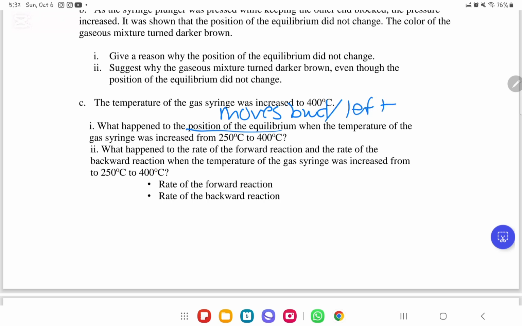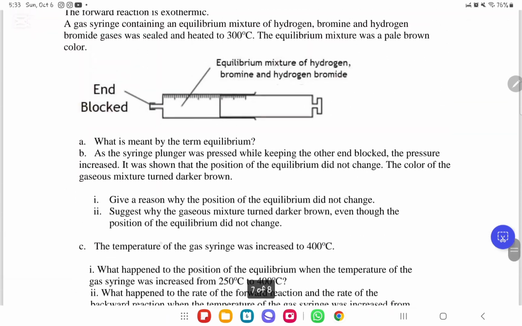Okay. Now part 2, what happened to the rate of the forward reaction and the backward reaction when the temperature of the gas syringe was increased? So as the temperature of the gas syringe increases, the rate of the forward reaction increases, right? And the rate of the backward reaction also increases. Because as the temperature increases, they are more likely to bump into each other, and so the forward and the backward rate will happen quicker. So then, consequently, their rate will increase. Now that was CQD 16 done.